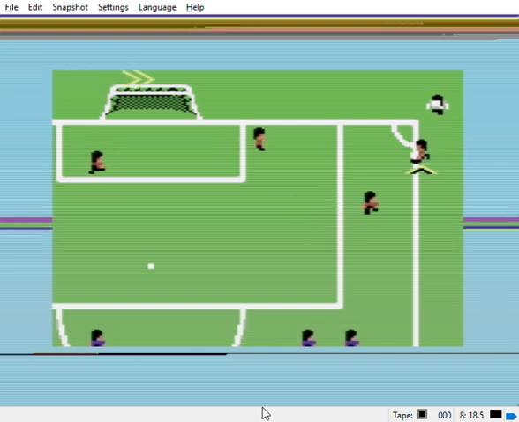So this is just a little technical error of samples playing as the Commodore 64 scrolls around screen.